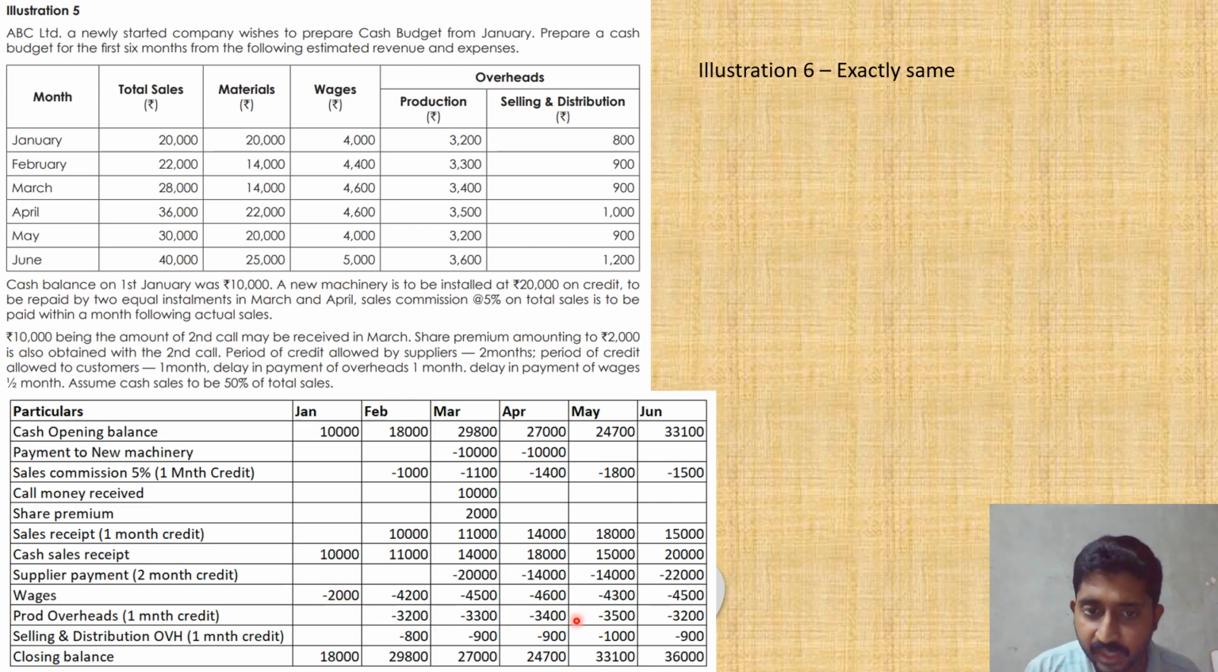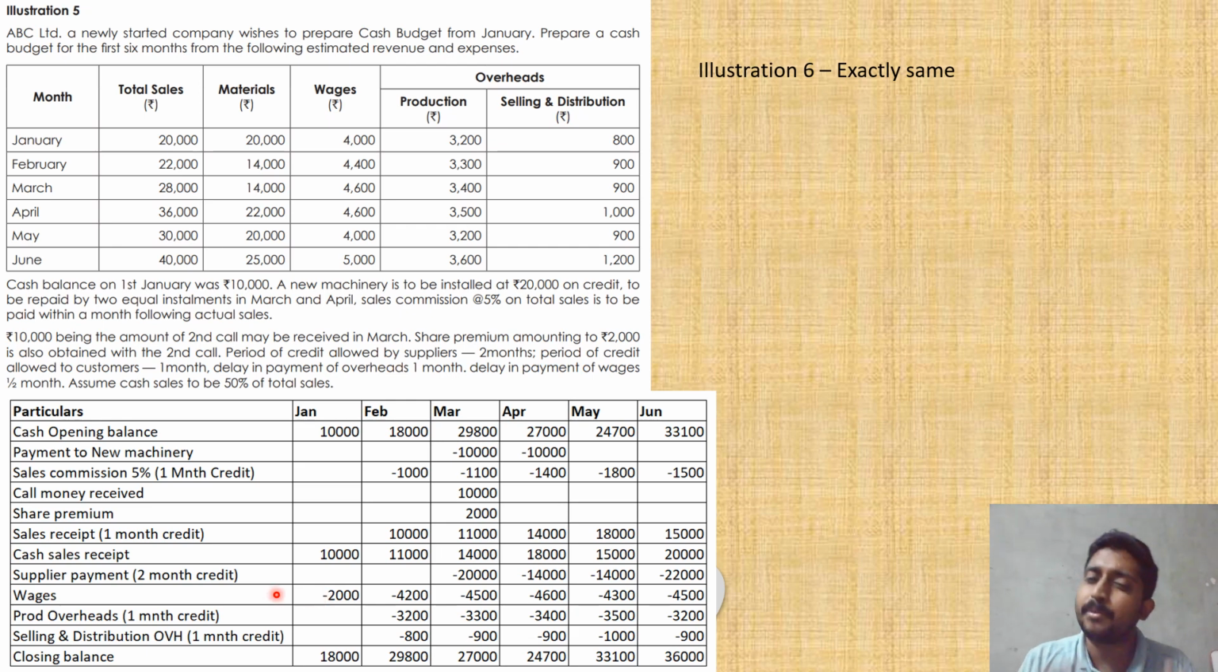So wages is very important. So give importance to this wages. We are delaying it by 15 days. If it is a 1 month delay or 2 month delay, that is easy. We can give the effect of it to the cash budget easily. But with a half month delay, there can be a little calculation mistake, because during the examination you will have a little bit of tension of answering the question within the time. So in that tension you may go wrong in plotting the cash outflow for the wages.